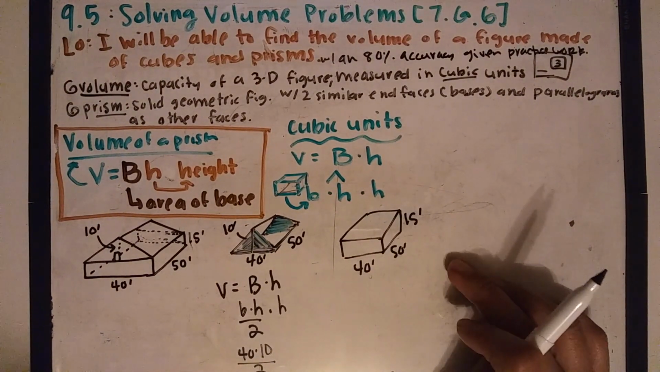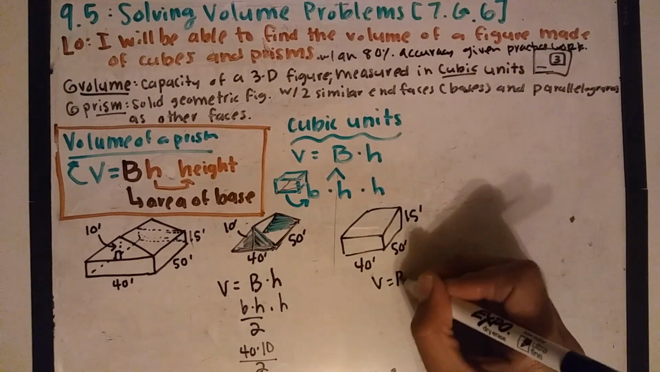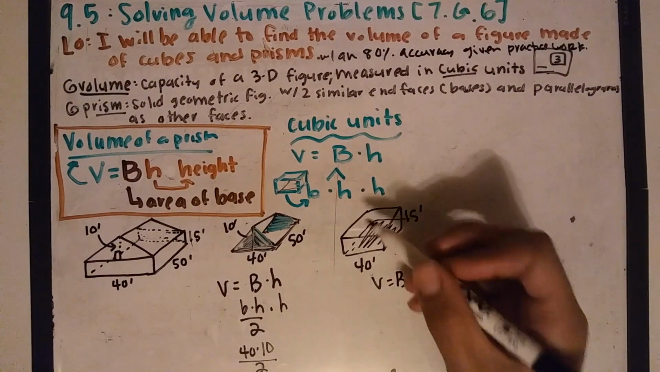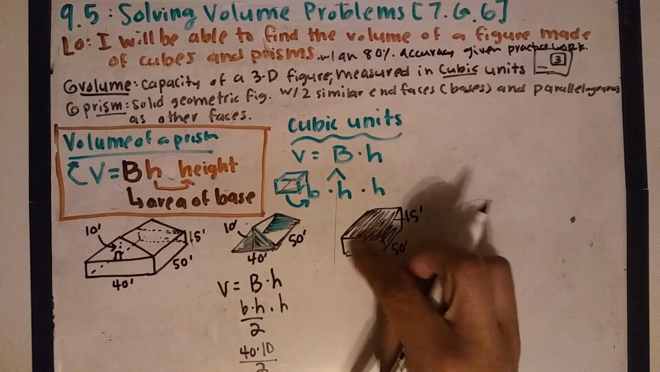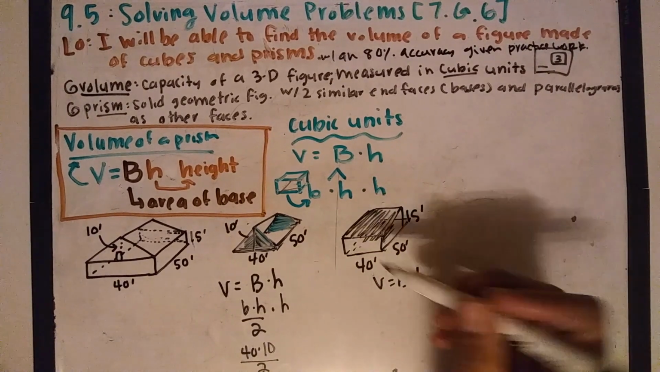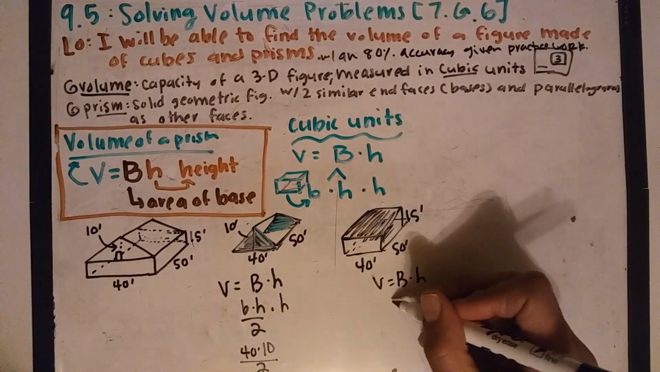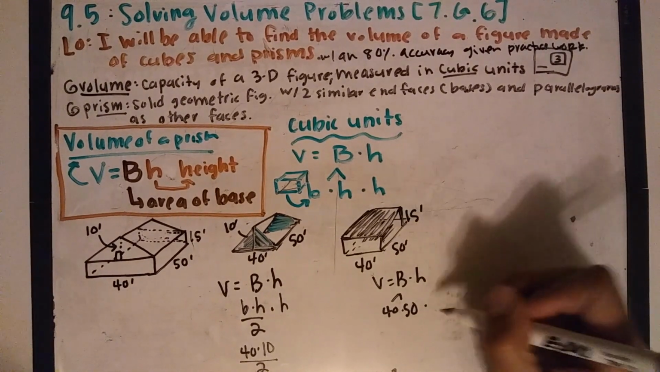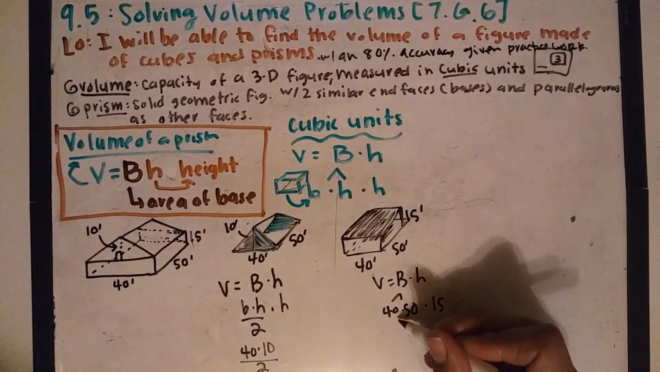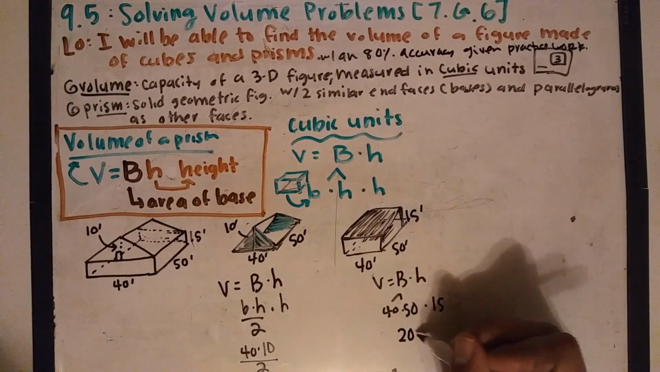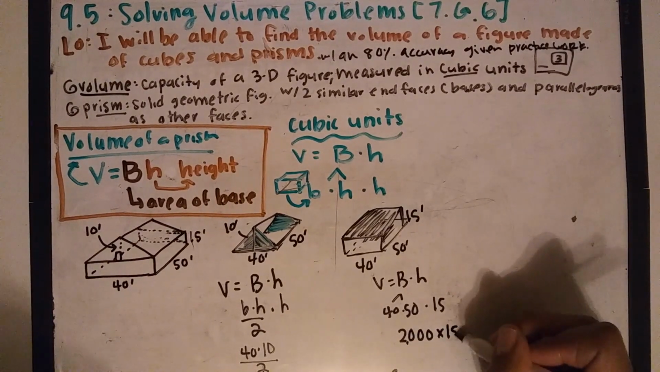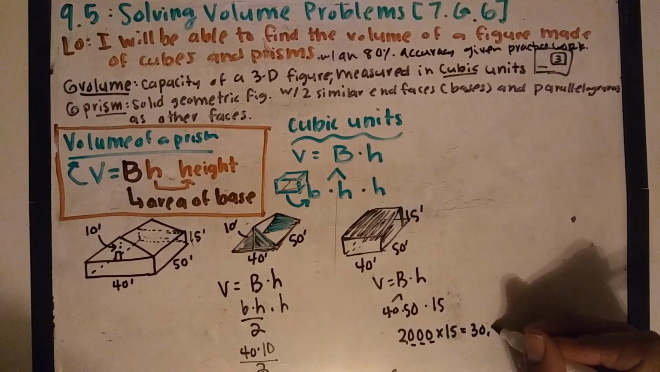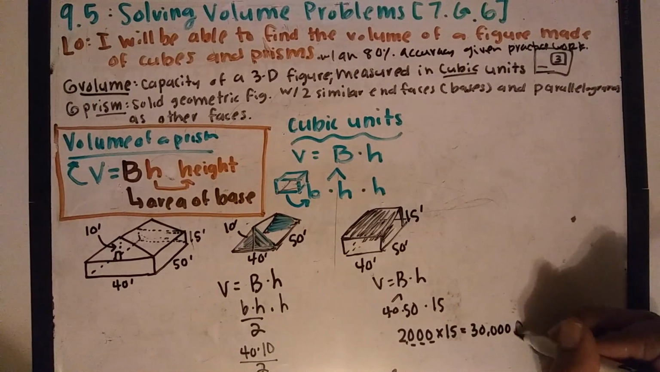Now let's do this one right here. How do I find the area of the base? In this case, the base is going to be this right here, my rectangle, or it's basically right here on the top if you want to look at it that way. So I do length times width, so 40 times 50, and then times, how tall is that? 15 is the height of the prism. So that's going to give me 30,000, and again, it's feet, so it's cubic feet.